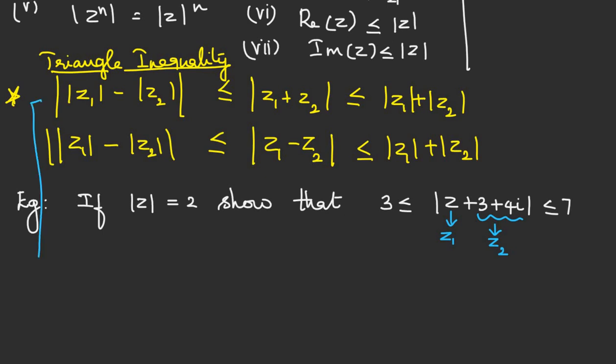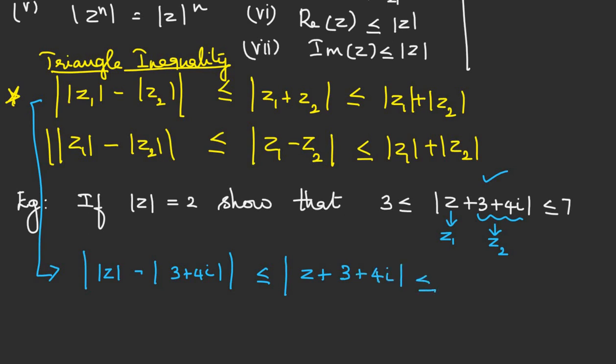Using this property here, we write whole modulus of z1 minus modulus of z2, that is 3 plus 4i, is less than or equal to modulus of z plus 3 plus 4i, the given expression, which is less than or equal to modulus of z plus modulus of 3 plus 4i. Now modulus of z is equal to 2, so 2 minus modulus of 3 plus 4i. So how to find the modulus?